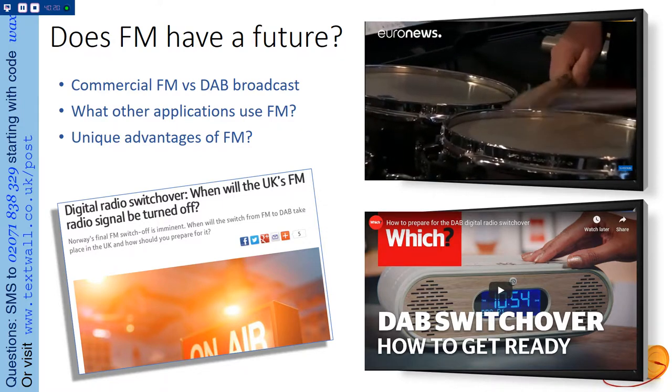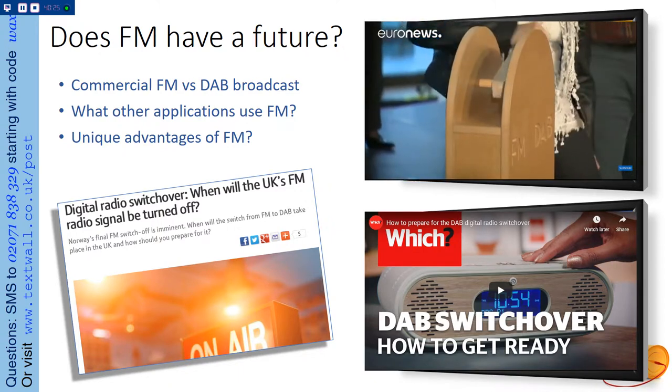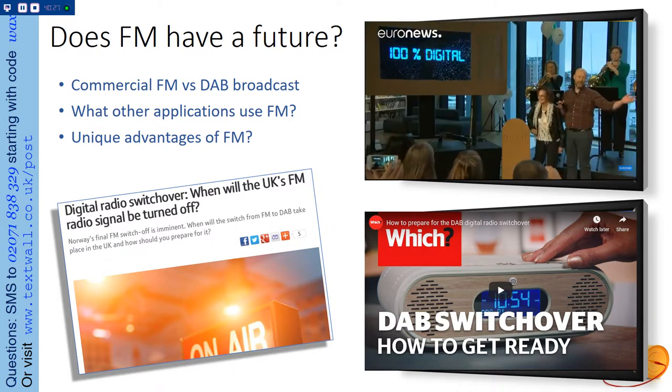The Scandinavian country made the final switch to DAB on Thursday, and the last FM signal was switched off in the counties of Troms and Finnmark.